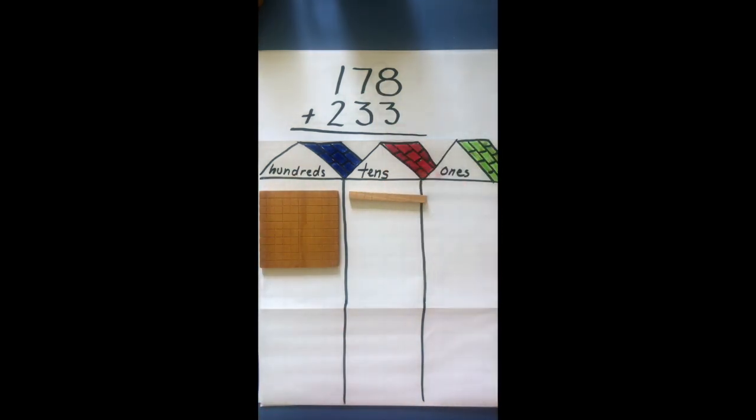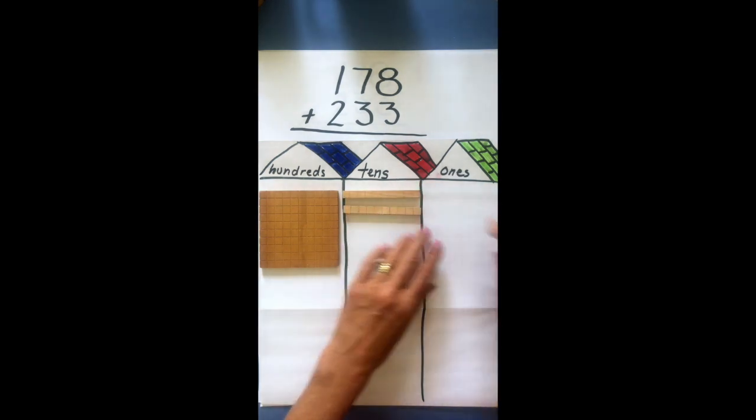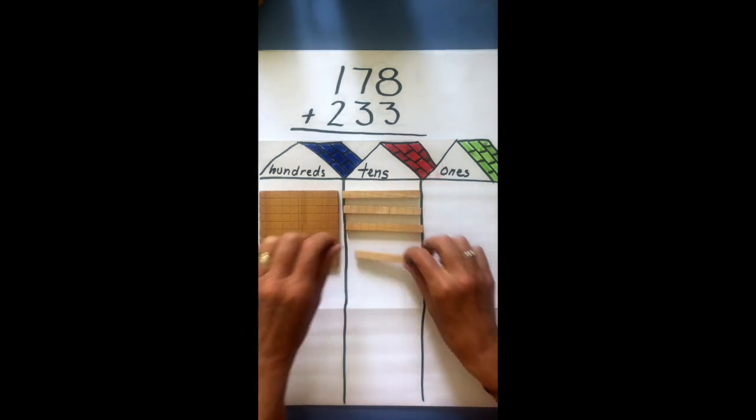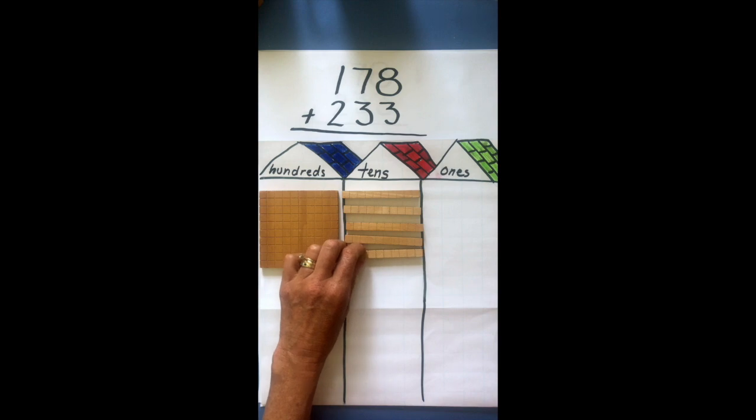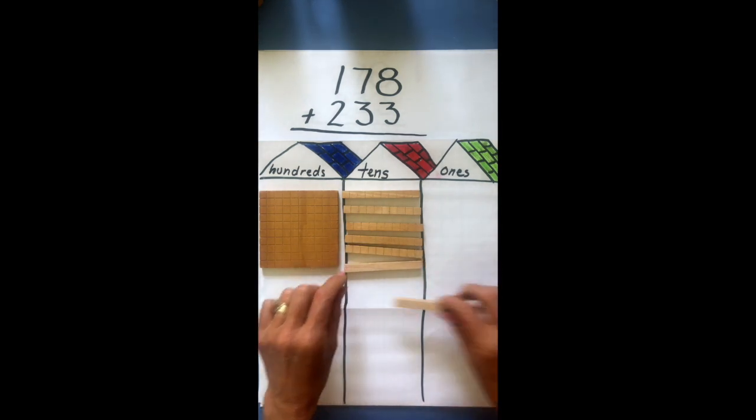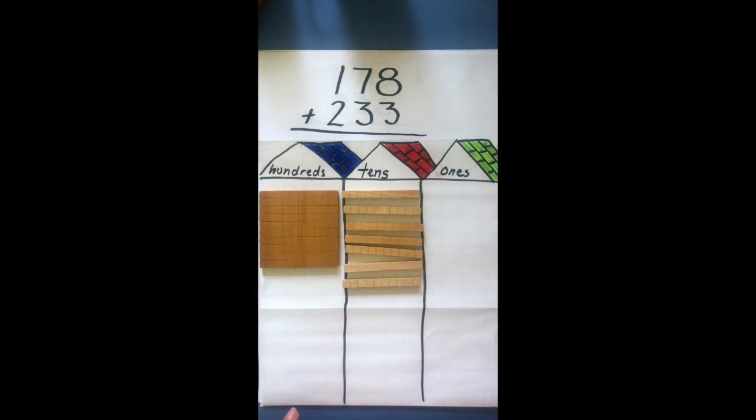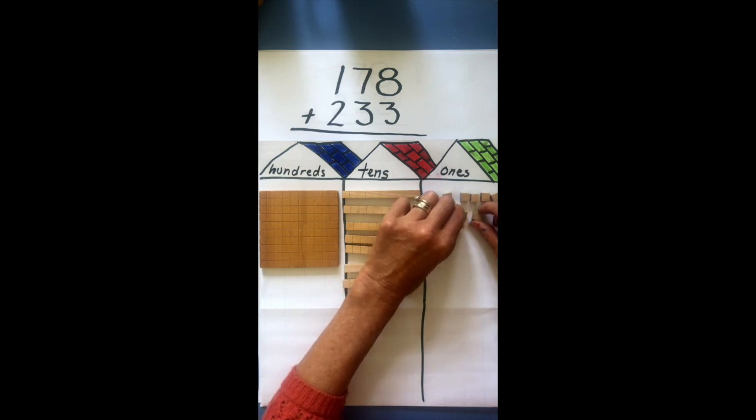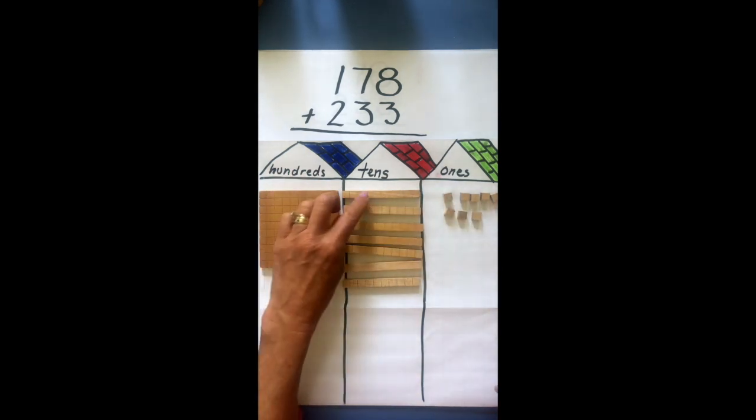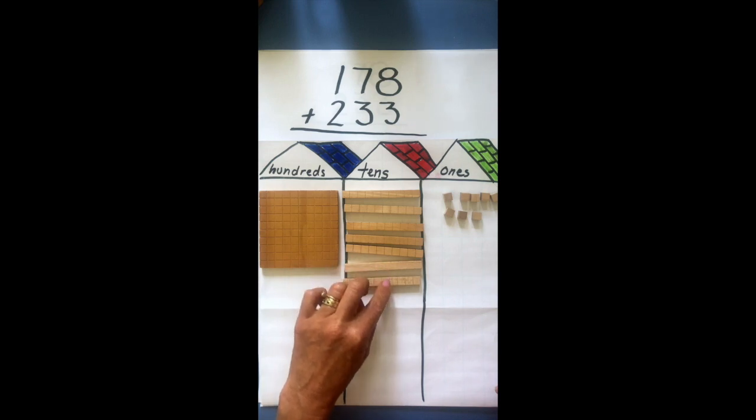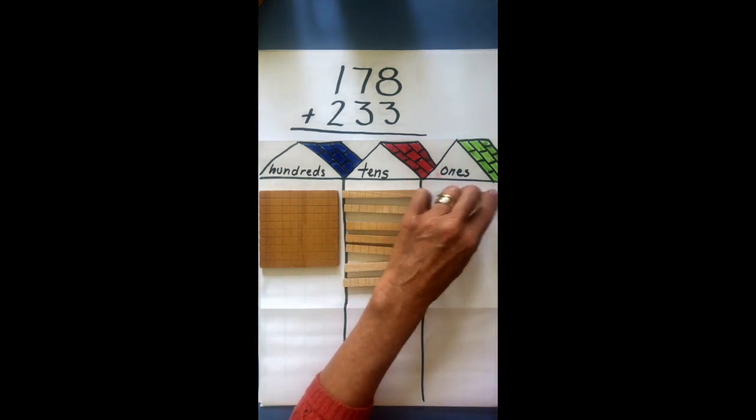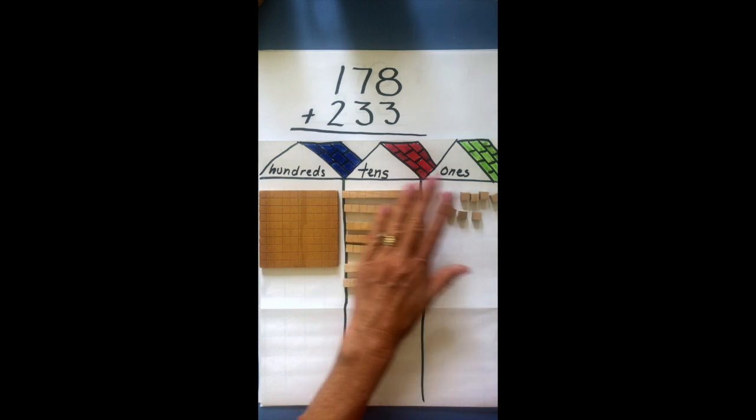170, so 1, 2, 3, 4, 5, 6, 7, and 8. So 1, 2, 3, 4, 5, 6, 7, 8. And I'm going to double check because I usually do this wrong. So 1, 2, 3, 4, 5, 6, 7. 1, 2, 3, 4, 5, 6, 7, 8. So I have 178 here.